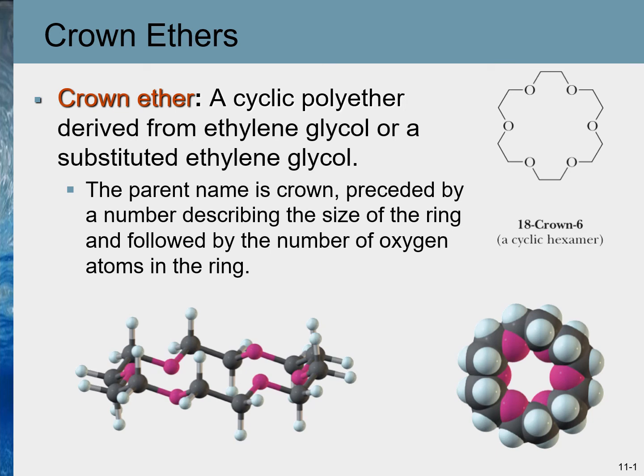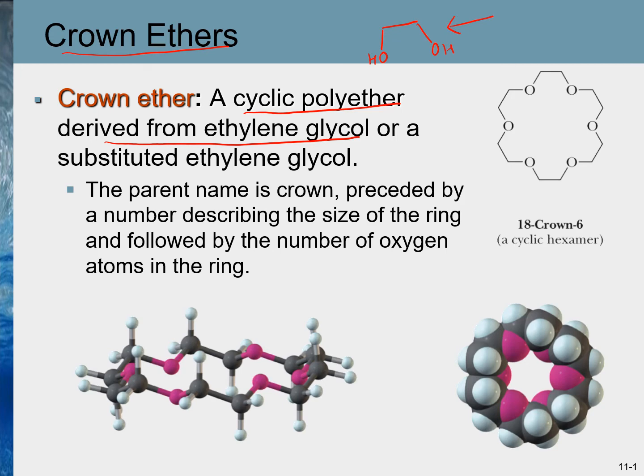Welcome back everyone. In this section we will learn about crown ethers and sulfides. So let's begin with crown ethers. These are cyclic polyether compounds which are derived from either ethylene glycol or substituted ethylene glycol. As we know, the ethylene glycol molecule has a two-carbon chain and it is a diol. The structure of ethylene glycol is shown here.